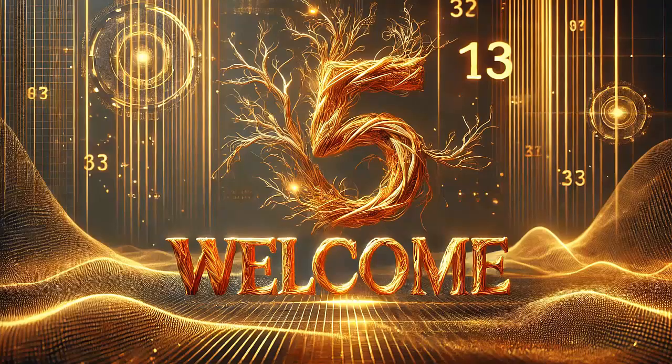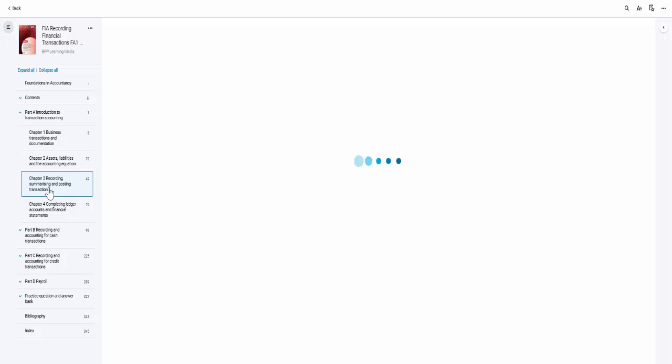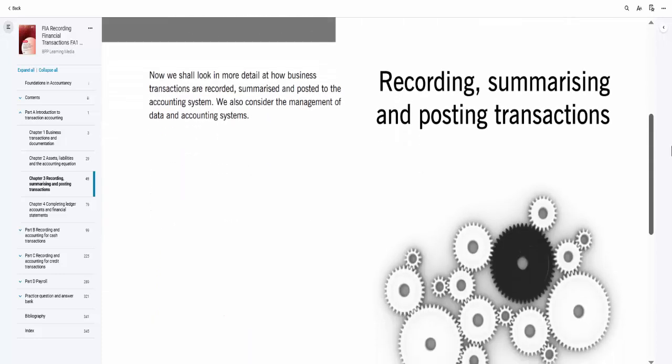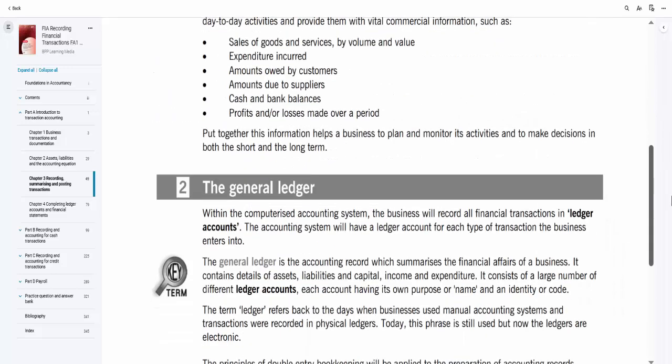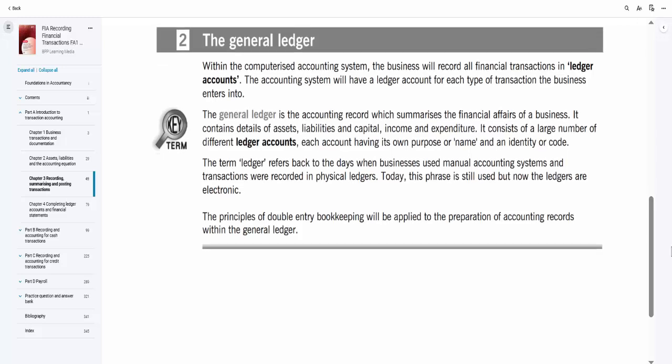Today, we are diving into an important topic, the general ledger, posting, and the format of a ledger account. This is a critical part of the accounting process, and understanding it will give you the foundation to track financial transactions and prepare financial reports effectively. Before we begin, please open your books to Chapter 3 and turn to the section on the general ledger. This is where we'll be starting today.